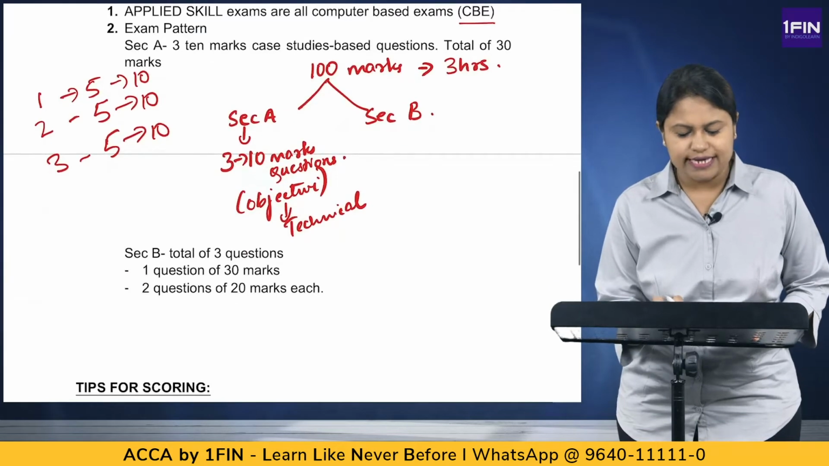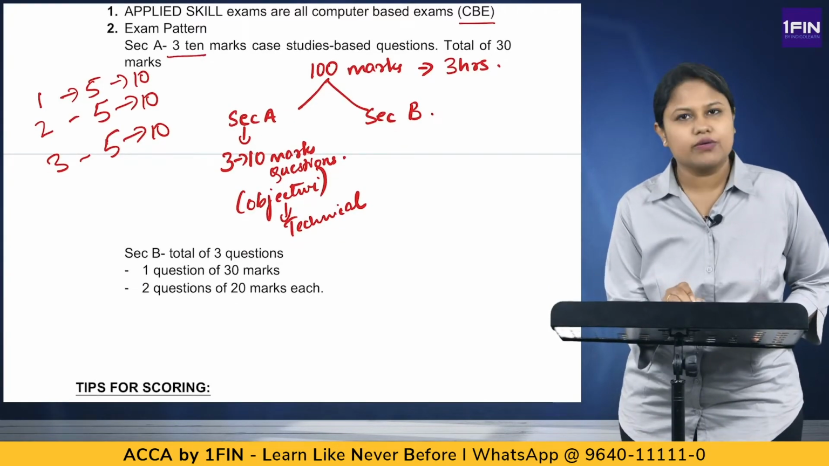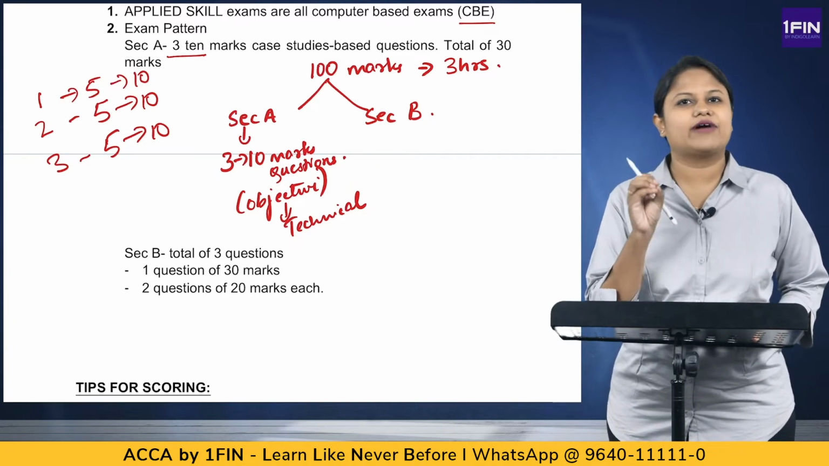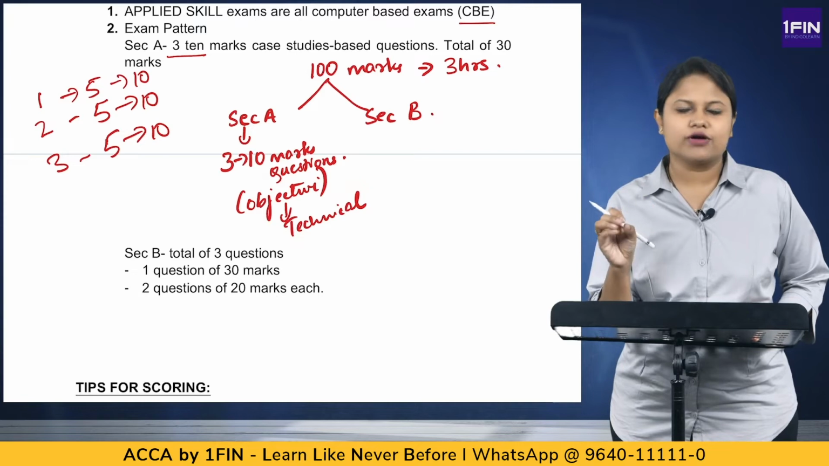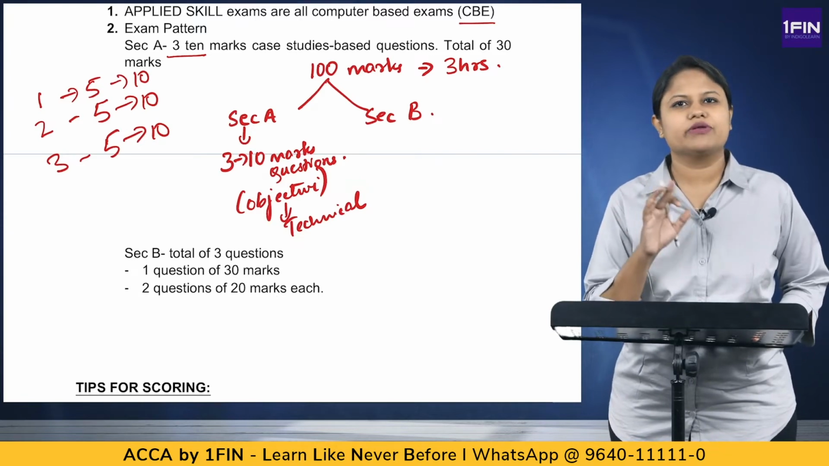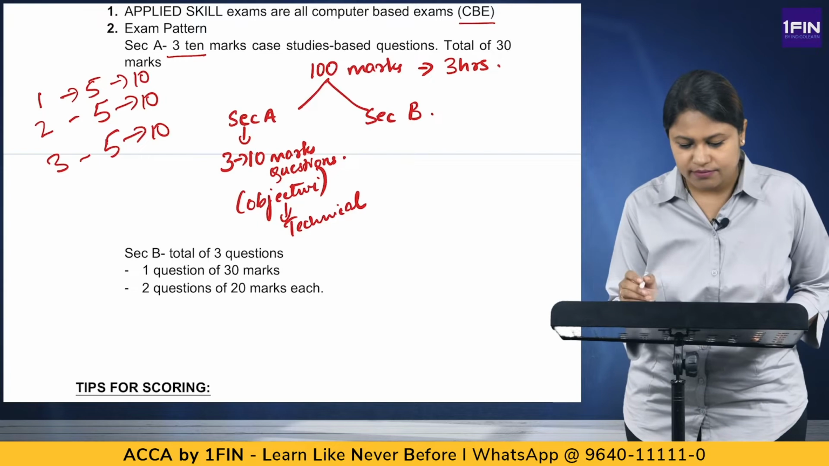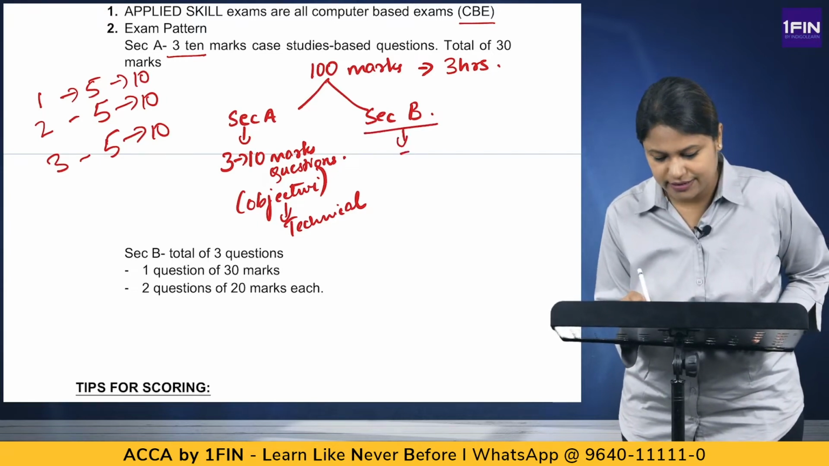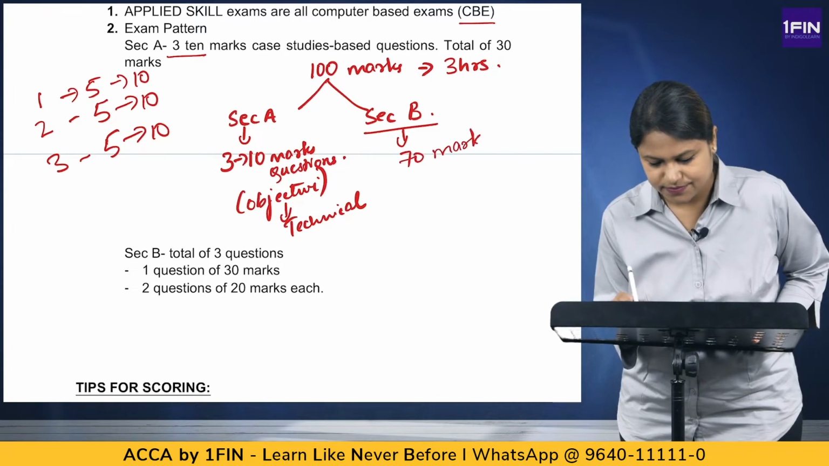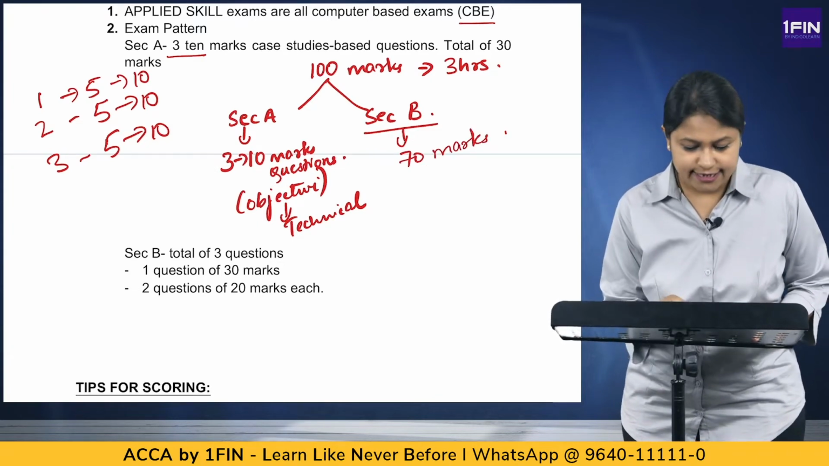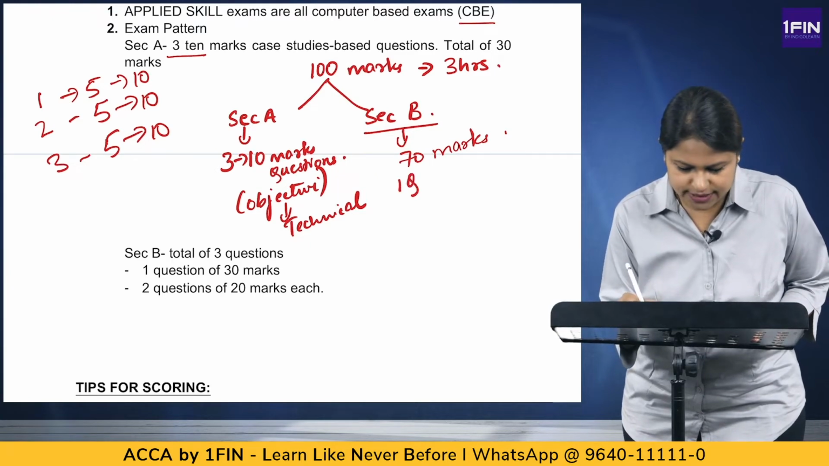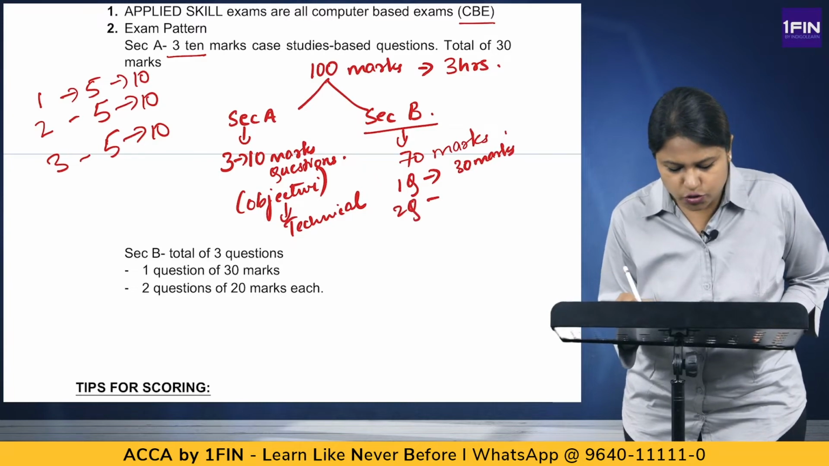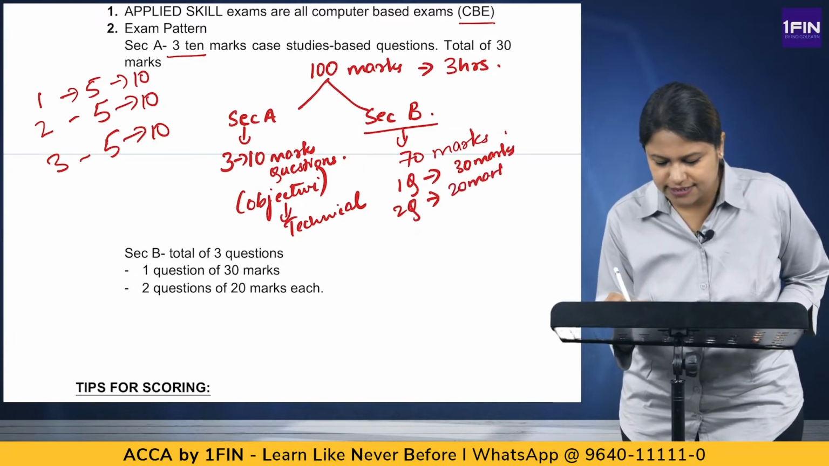Okay. So section A, once again you will have 3 10-mark questions, purely case study basis. Every case study will have 5 questions, 2 marks each, a total of 10. Like that, 3 questions will make it 30 marks, alright. Then comes part B, which is the most important one, covering 70 marks. Here you will have one question of 30 marks, and 2 questions of 20 marks each.